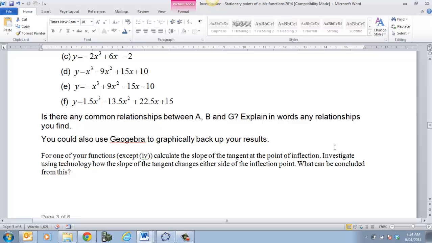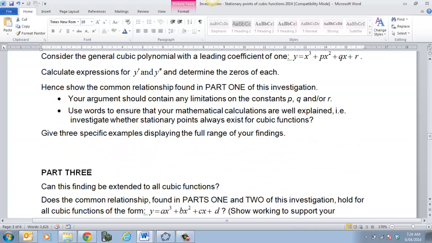So here's one example. For one of the functions, you could do the slope of the tangent at points around the inflection point. Investigate using technology how the slope of the tangent changes either side of the inflection point. So what could you conclude from that? Again, you can make a conjecture, and you could prove your conjecture, what you understand from that.